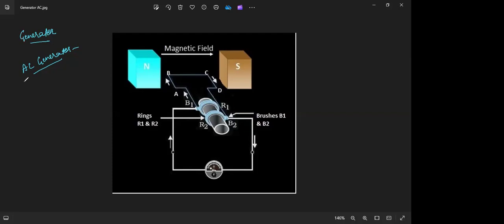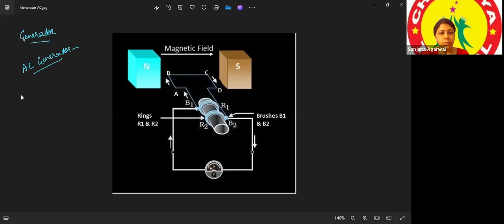Next subheading is construction. In construction, first write field magnet. It is a strong permanent magnet.